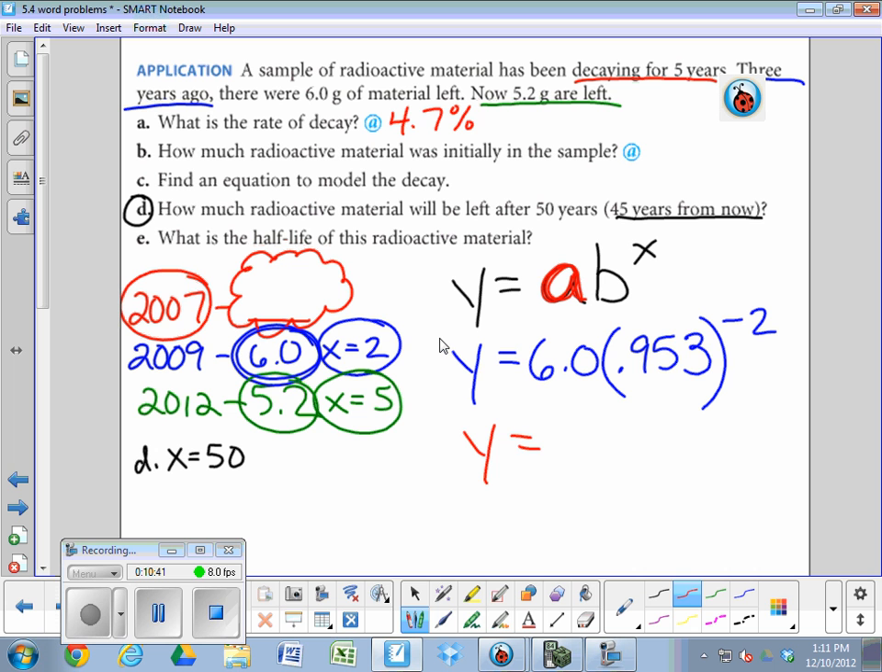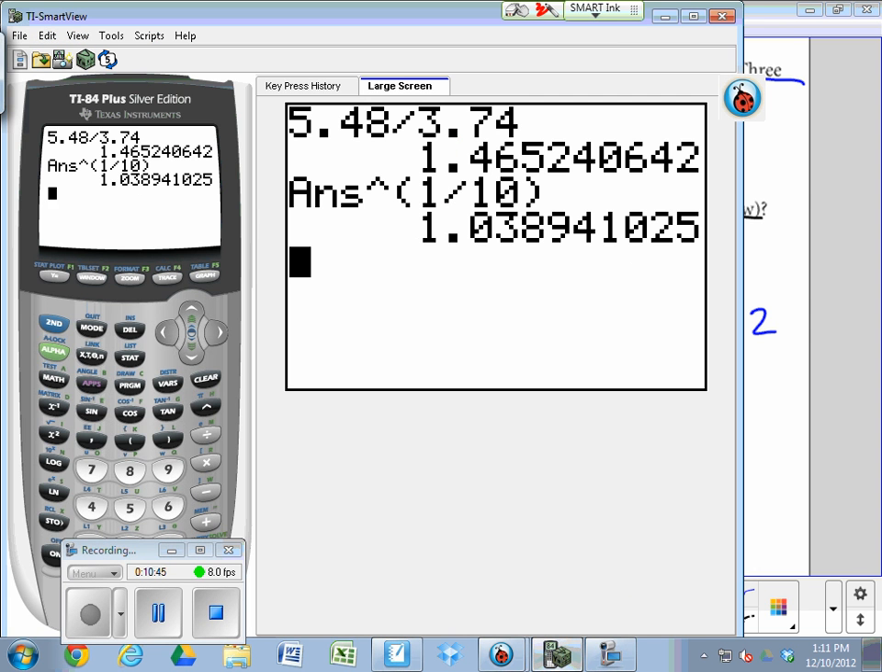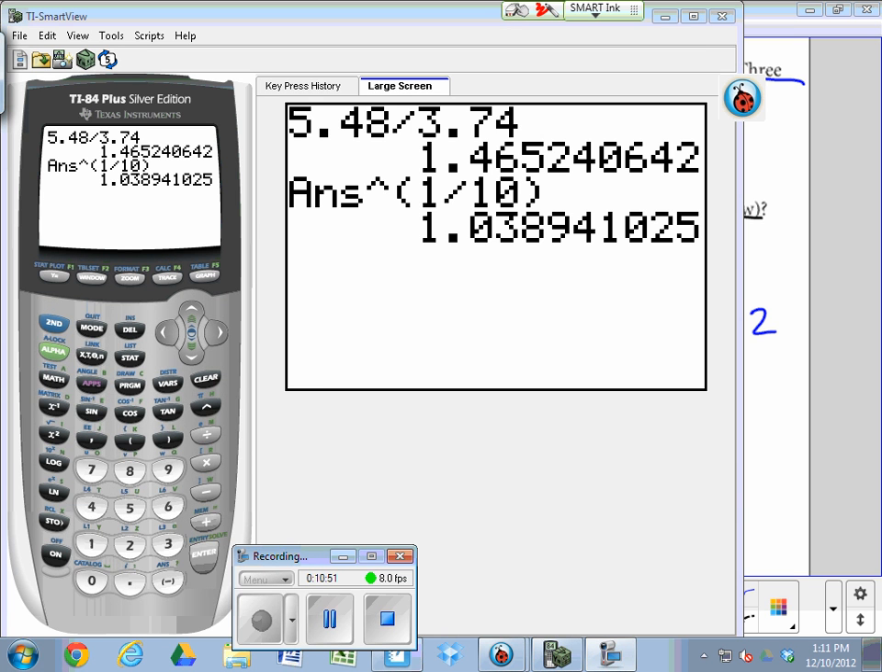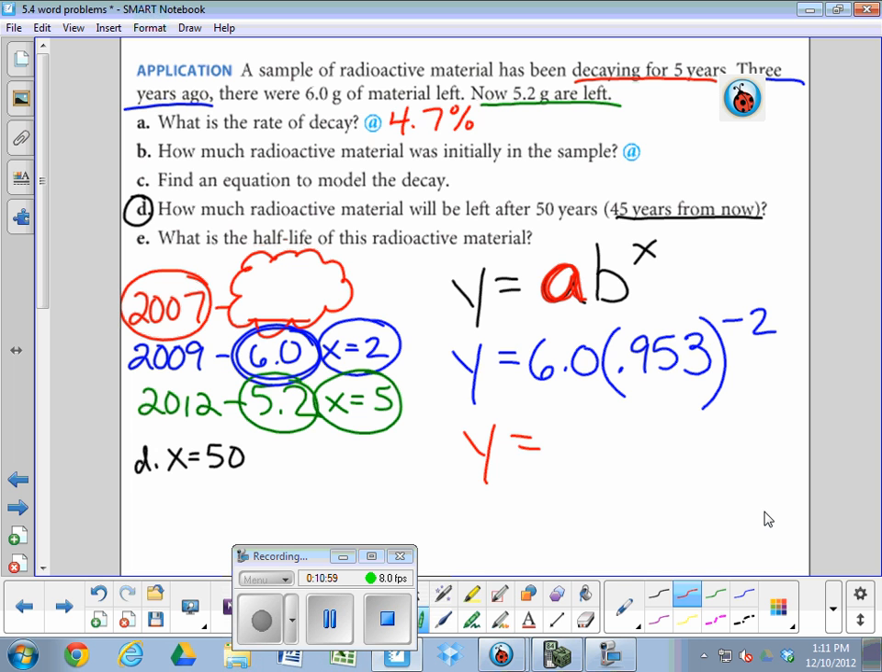B is the growth factor, not the rate. Yep. So 6.0 times 0.953. Whoa. Not working. What'd you get? 6.6 grams. That's how many grams were in the sample 2 years ago in the year 2007.